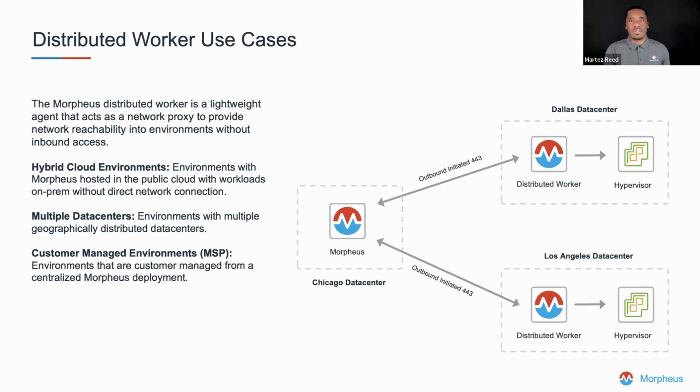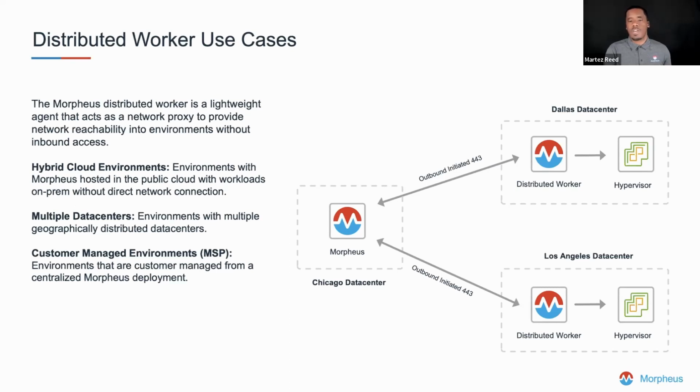There are a number of ways that this is valuable to customers, with various use cases. One is hybrid cloud environments, in which a Morpheus instance or deployment is hosted in a public cloud, as an example, and then being able to leverage the distributed worker to provide reachability into an on-prem data center.